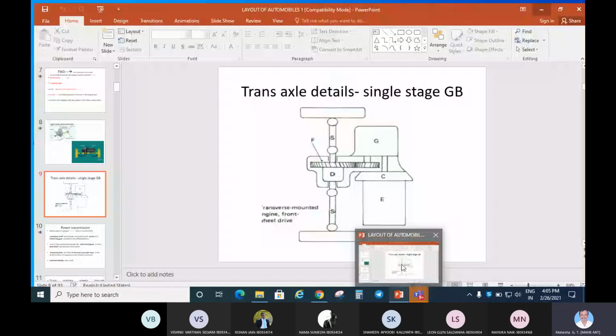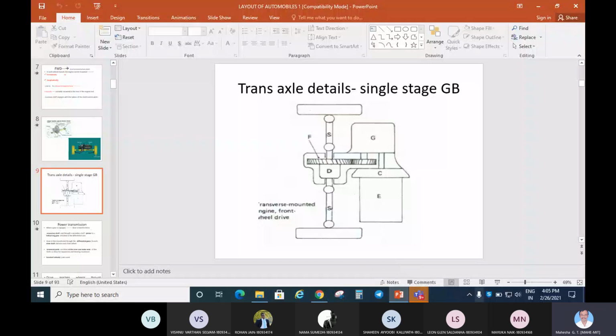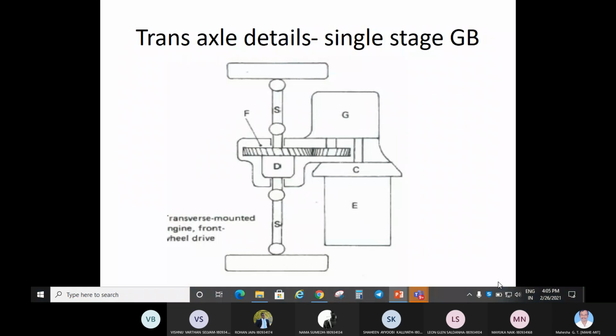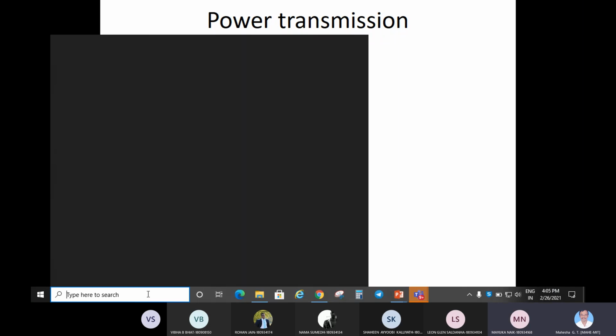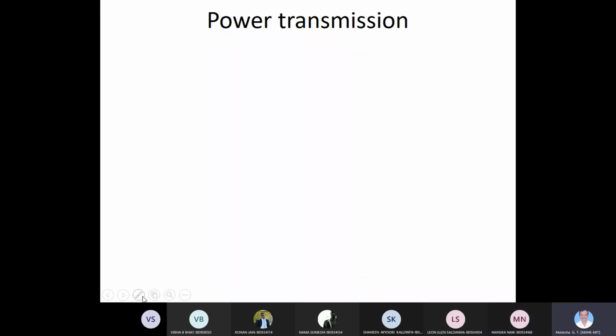So some examples I think we had given. Is the slide visible? Slide visible? Yes, sir. Okay. Yeah, fine.